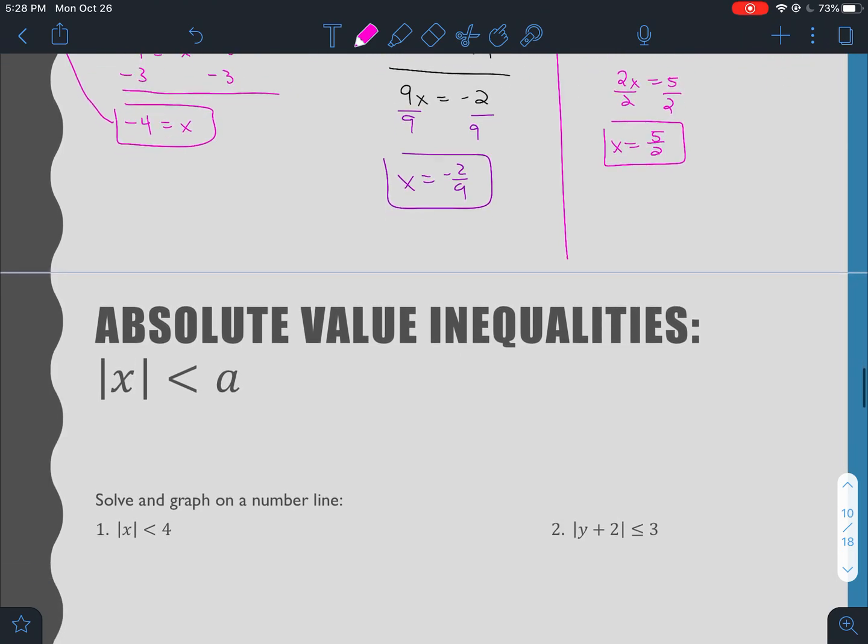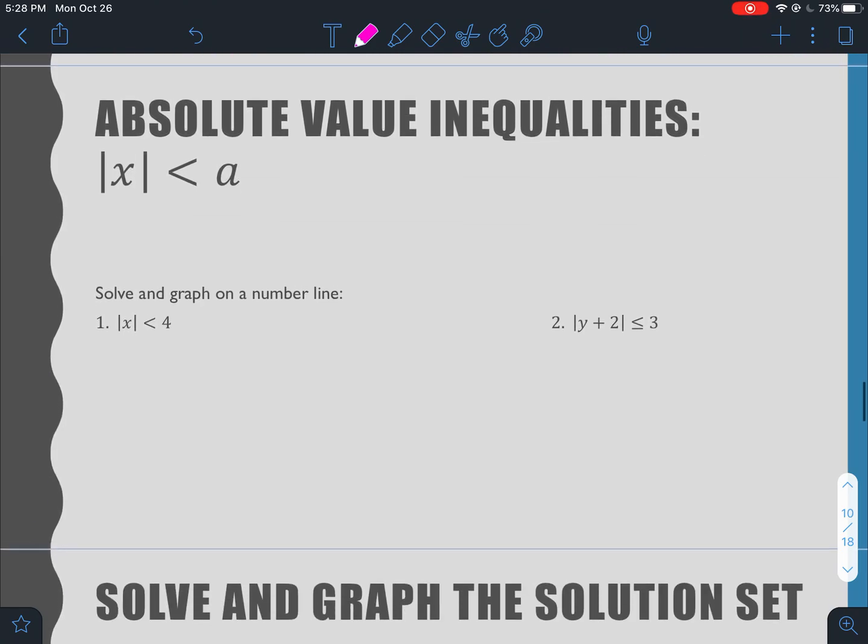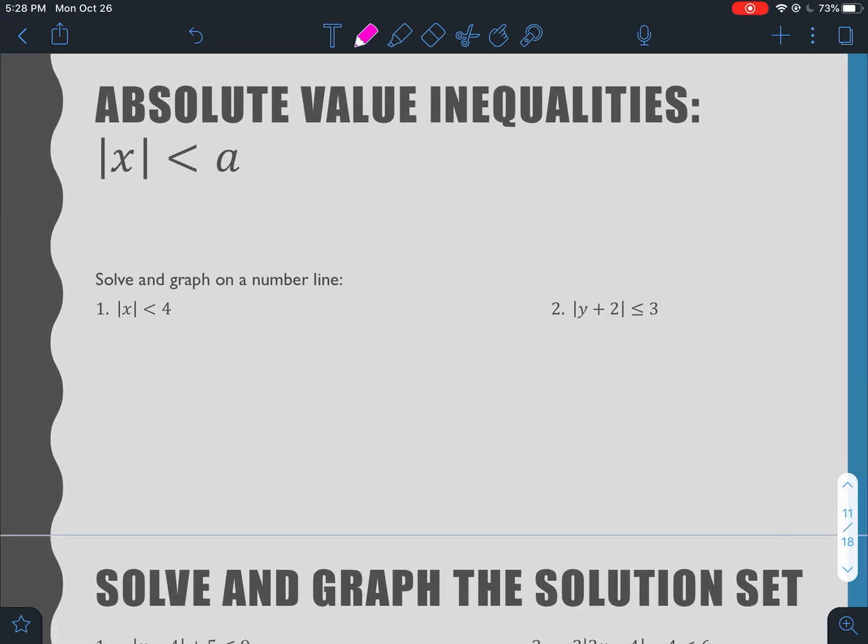All right, so those are absolute value equations. What about absolute value inequalities? What if I want the absolute value of some quantity to be less than some number a? So for instance, if I want the absolute value of x to be less than 3, then that's saying that I want the distance from 0 to be less than 3.